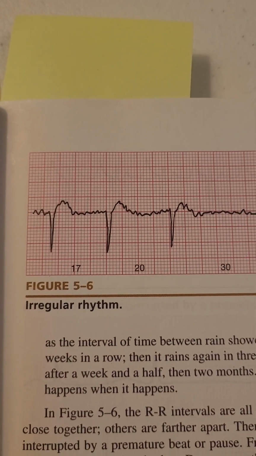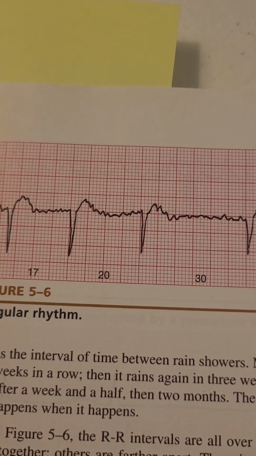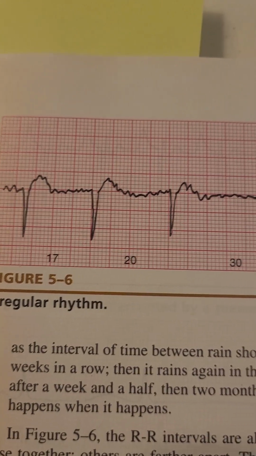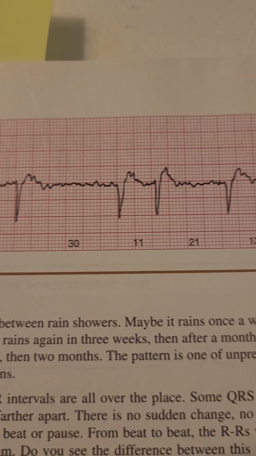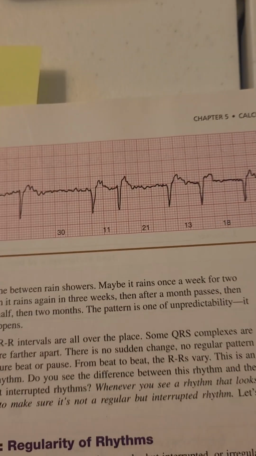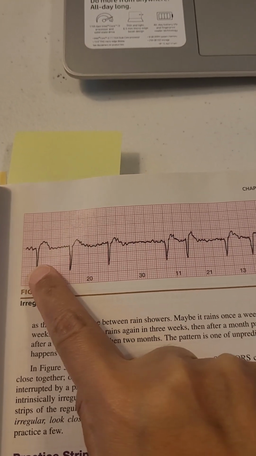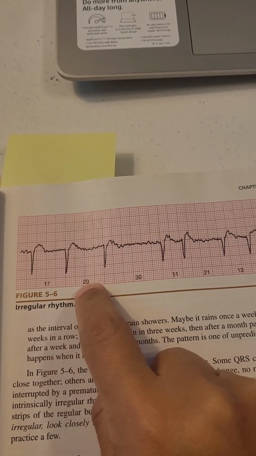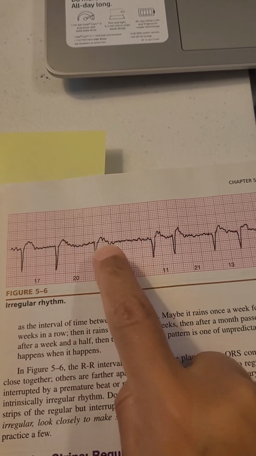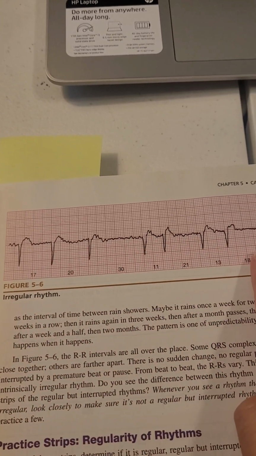This one up here is a whole irregular rhythm, because it says 17, and it has 20, and then it has 30, and then it has 11, 21. So it has all kinds of numbers in between, because that's how many boxes are from here to there, from here to there, from here to there. So it's not consistent. It's irregular.